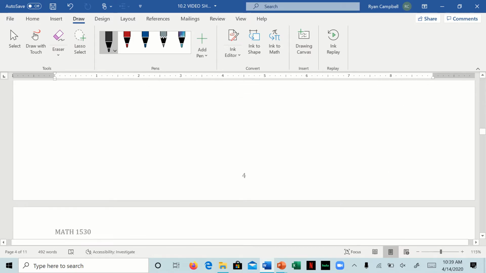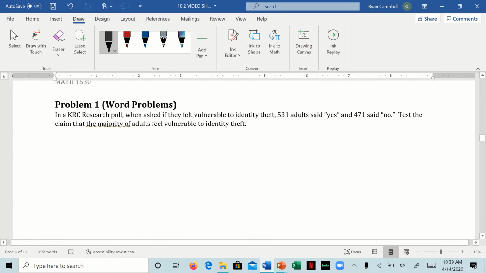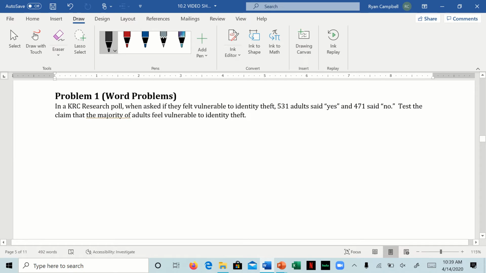All right, let's go through it. Problem 1. In a research poll, when asked if they felt vulnerable to identity theft, 531 adults said yes and 471 said no. Test the claim that the majority of adults feel vulnerable to identity theft. So first, let's go through our requirements.